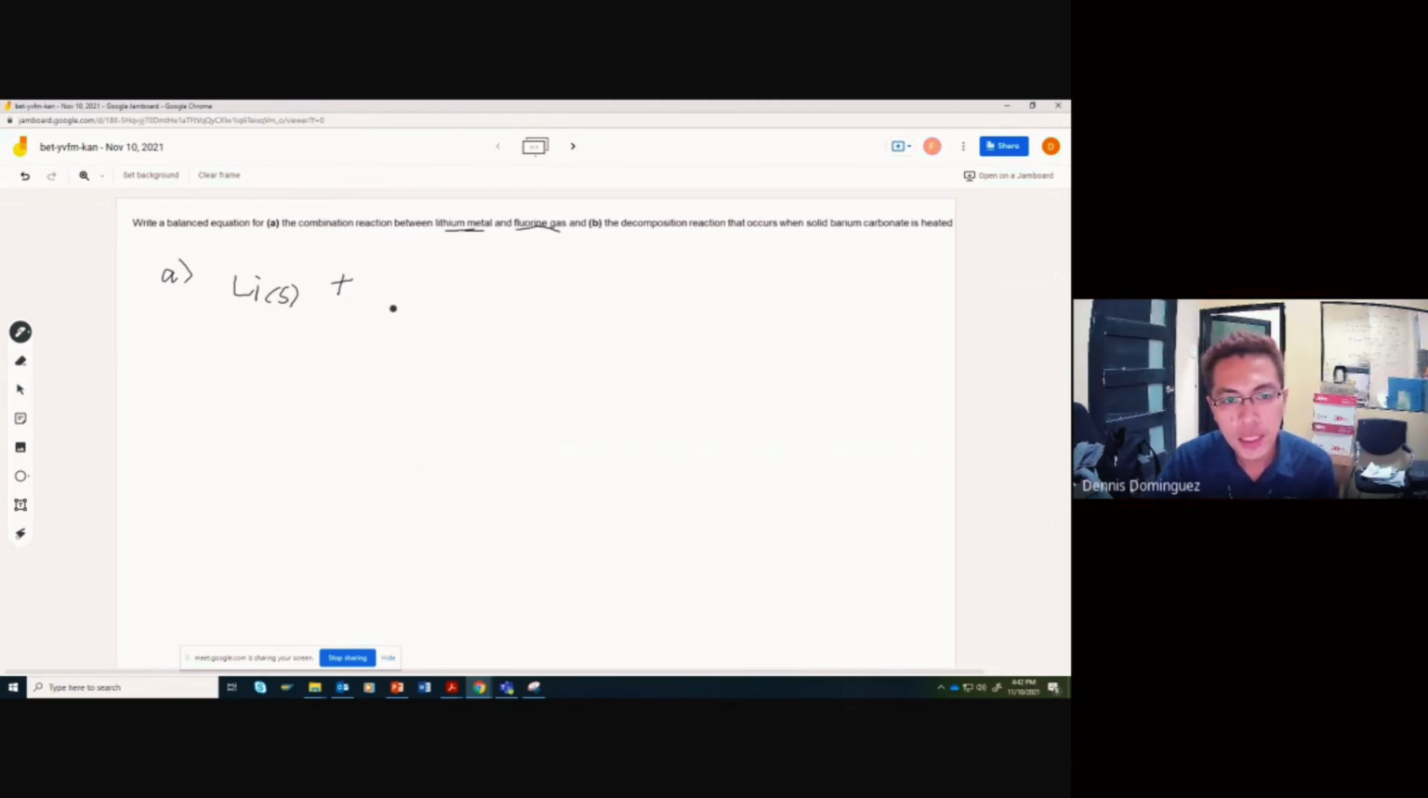And then fluorine gas, say the formula of fluorine gas. Fluorine, 2. If it is just fluorine, that's F. But this time it is fluorine gas, so it is in gaseous form, with a diatomic nature. So it is F2, not F. Its state is gaseous. Now, it yields, since it is a combination reaction, so it just combines. Li and then you have F.